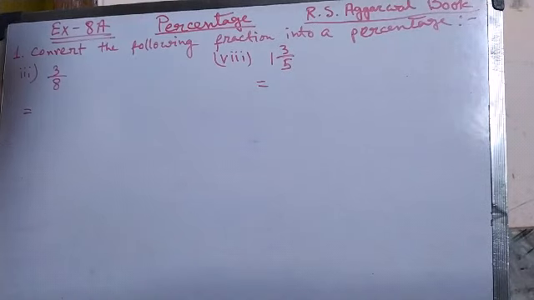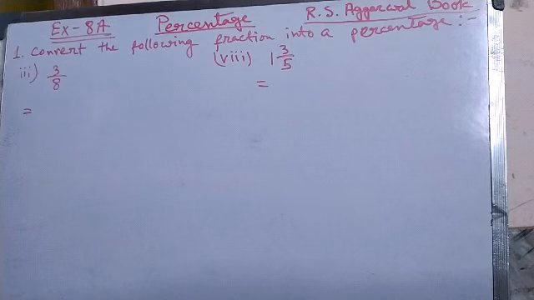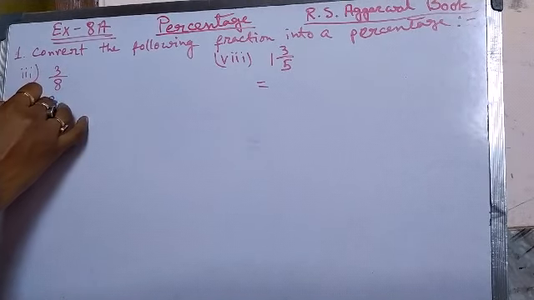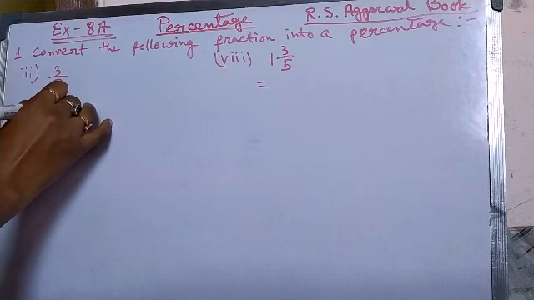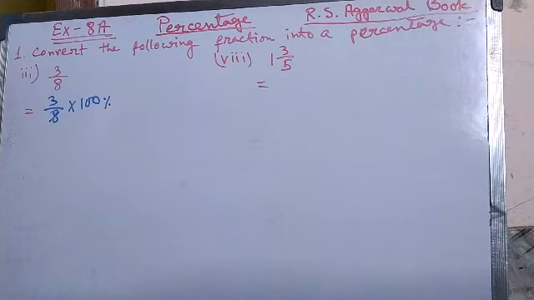Now coming to exercise 8A from the R.S. Agarwal book. Question number 1. Convert the following fraction into a percentage. This fraction number 3, I have taken here, 3 by 8 is given. So we have to convert it into percentage. That means the same process: multiply by 100%. Then we can make it in simplest form.